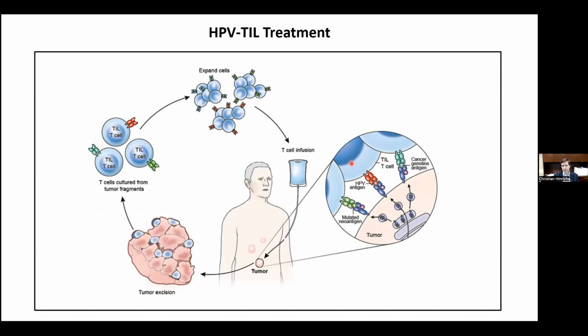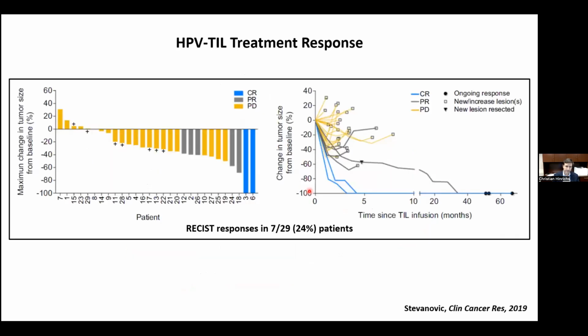Now, the idea here is for a T cell with a T cell receptor that targets an HPV antigen, or an epitope of an antigen presented by an HLA molecule, to target HPV. What we found, in fact, was that we did give cells that were targeting HPV, but also cells that were targeting other antigens like cancer germline antigens and mutated neoantigens.